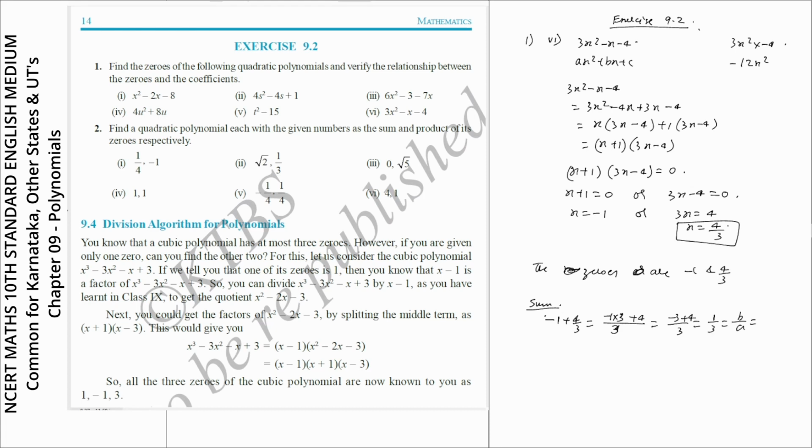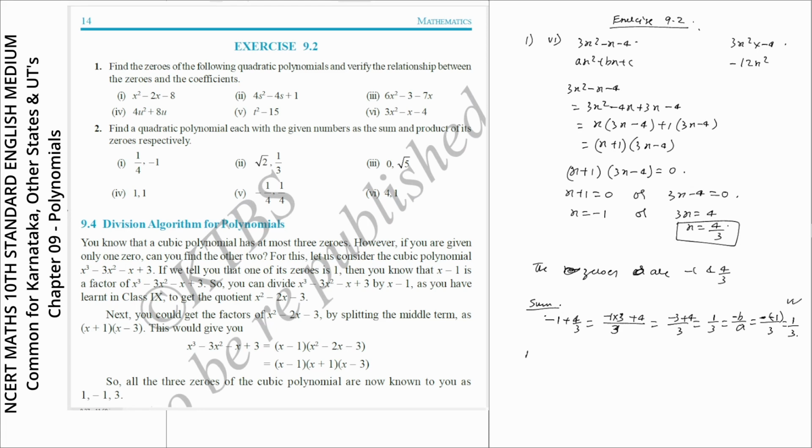What is b? B is minus 1. So minus b by a: minus into minus 1, and a is 3. So minus into minus 1 is plus 1 by 3 I'll get. So this condition is satisfied.